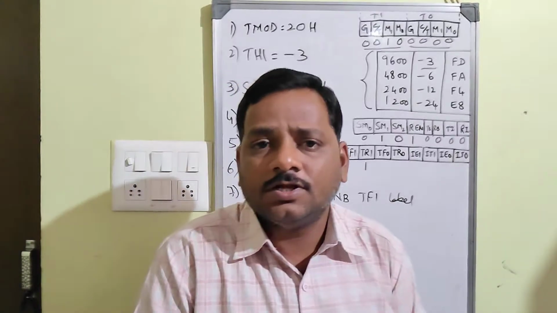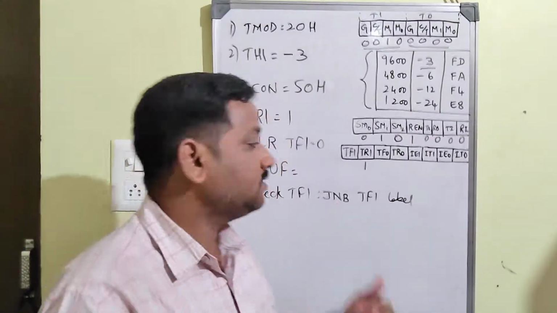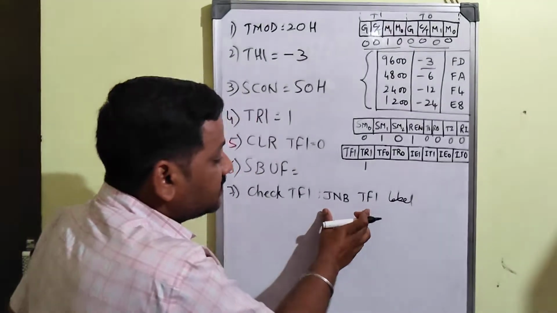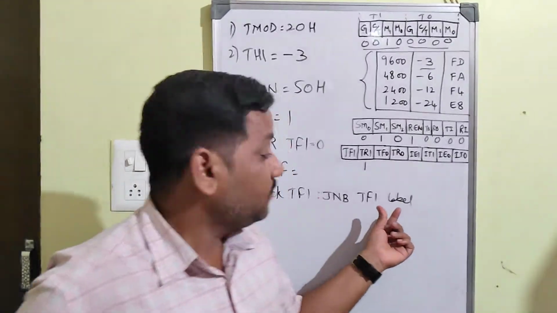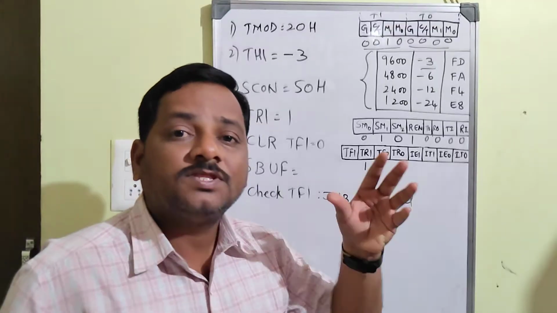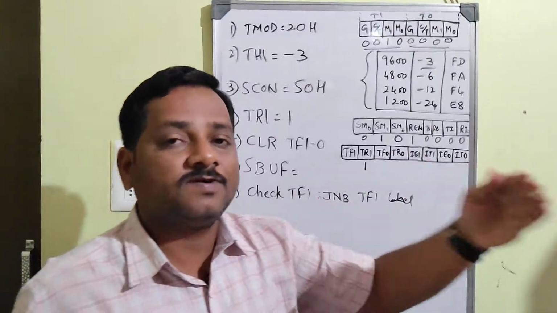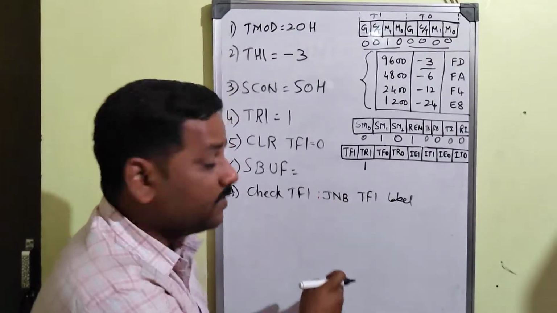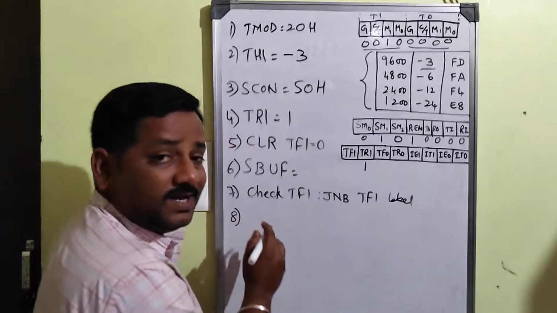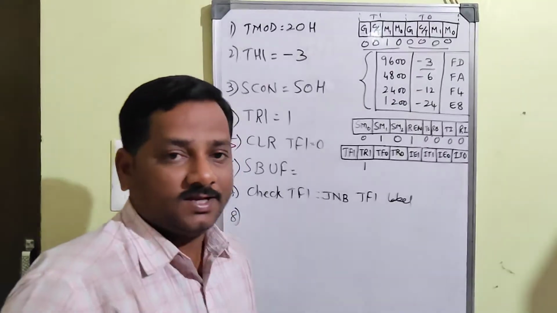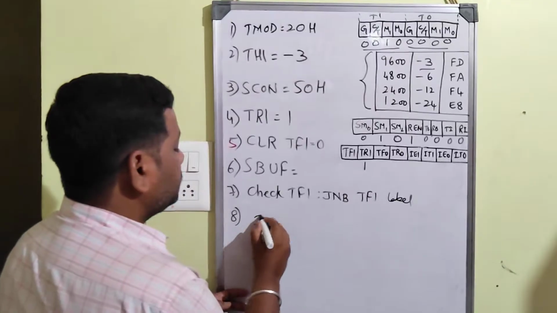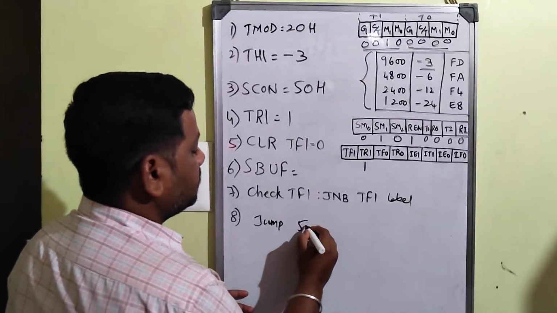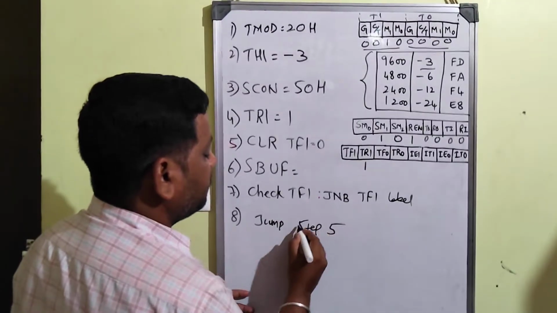Next, what you need to do is send another data, put another data into S buffer, then that will be transferred. This is an important line here. We are checking this TF1 only to see whether the first 8-bit data is transferred or not. Once this becomes high, it will come out of that loop. And in step number 8, if you want to transfer another data, then jump back to step number 5.